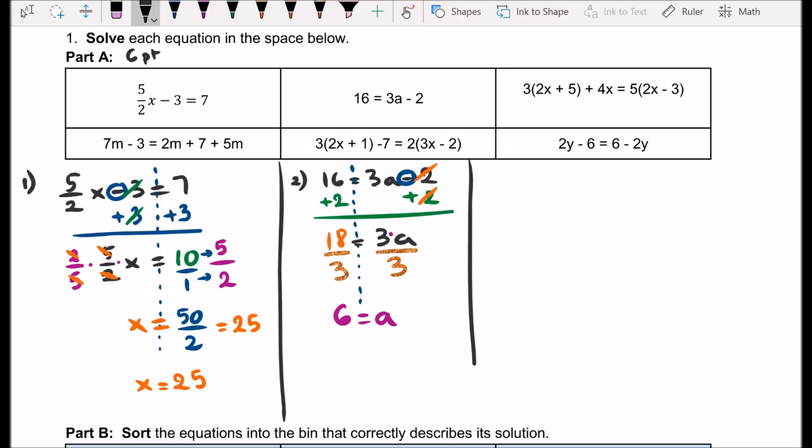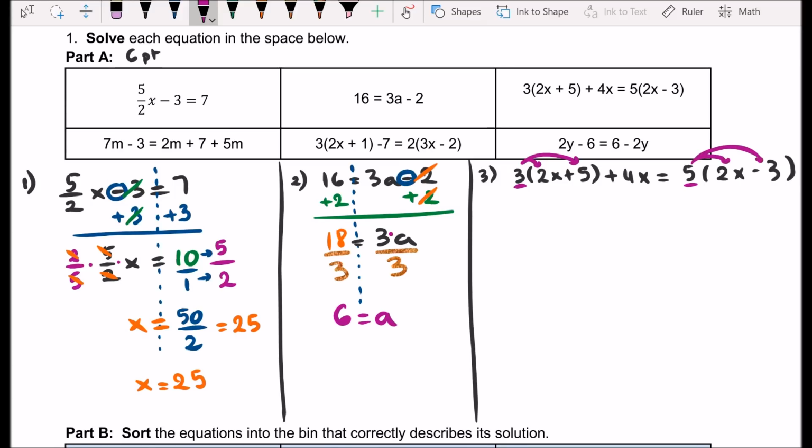Alright, number 3. We're heading to the next problem. 3 times 2x plus 5, plus 4x, equals 5 times 2x minus 3. Okay, so we have a bunch of parentheses. First of all, you need to distribute the number in front of the parentheses, multiplying it into the parentheses. So we're going to distribute 3 and distribute 5. 3 times 2 is 6x. 3 times 5 is 15. And bring down 4x equals 5 times 2 is 10x, and 5 times negative 3 is negative 15.